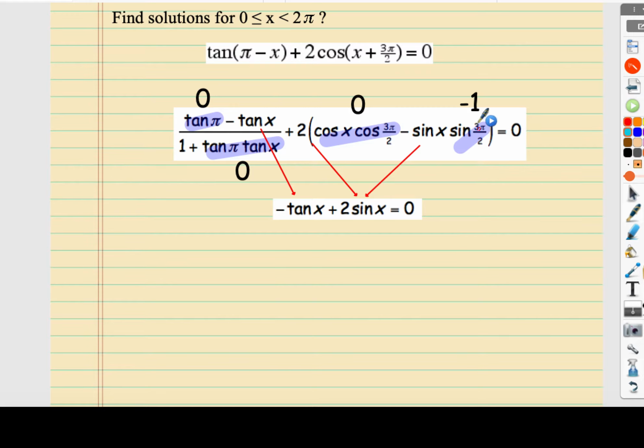The sine at 3 pi over 2 is negative 1. The cosine at 3 pi over 2 is 0. So 0 times the cosine just all disappears. That's just 0. So all I really end up with is a negative times a negative 1.